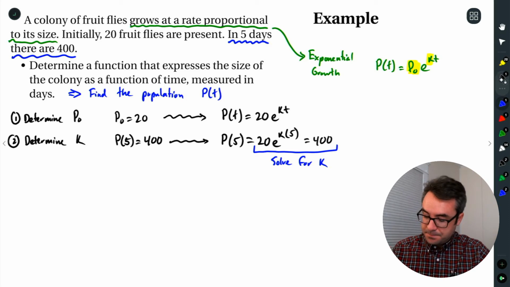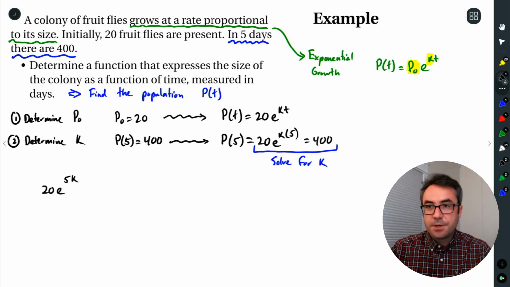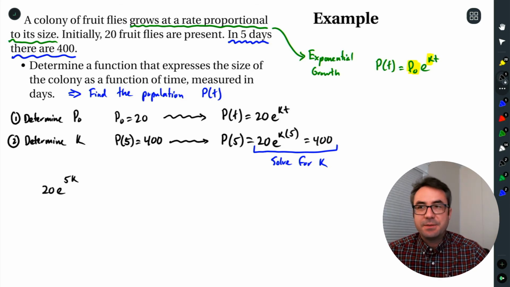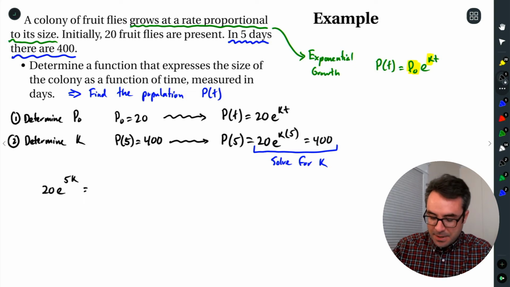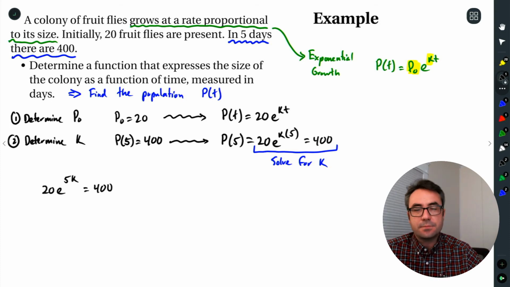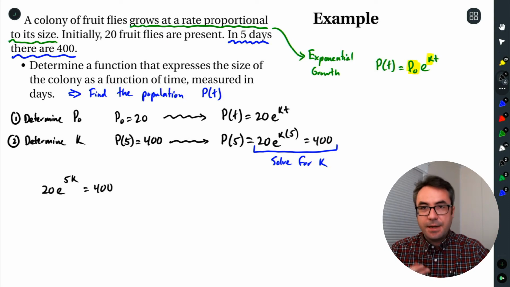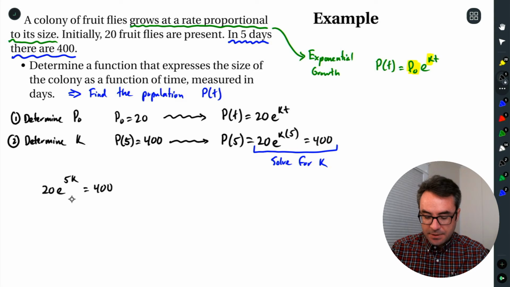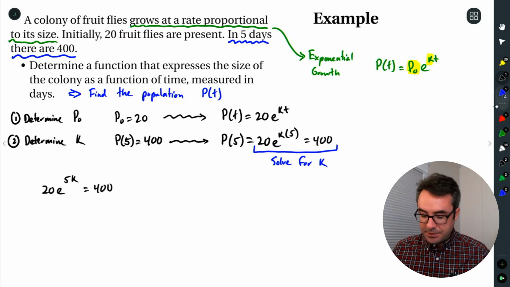So let's do this right down here. So we have 20 e to the 5 times k. We don't know what k is, so we're going to figure that out. I like to put the 5 in front. Doesn't really matter. This is going to be equal to 400. And so this is an exponential equation. And the way to solve this is we want to first isolate the exponential piece. So let's divide both sides of this by 20.